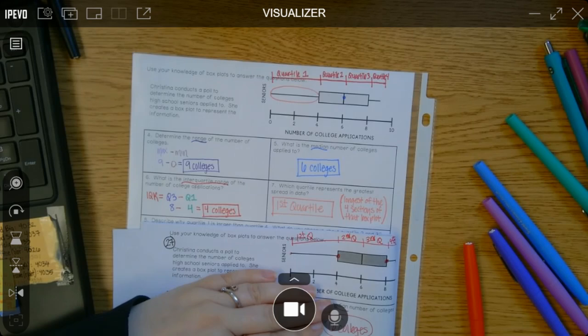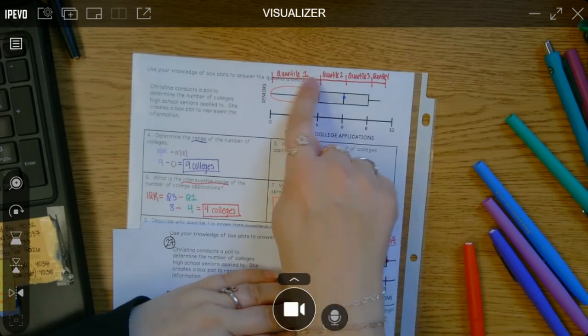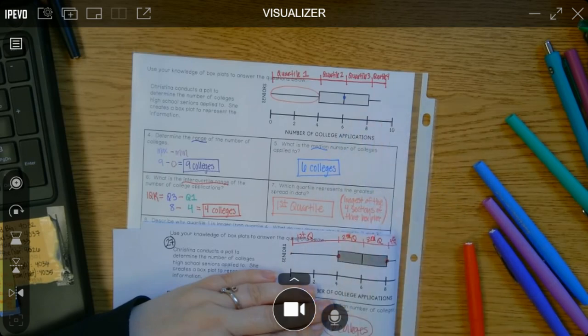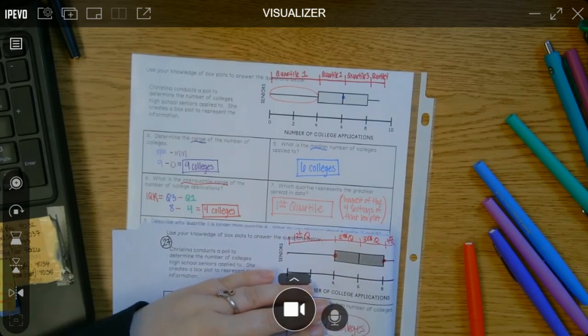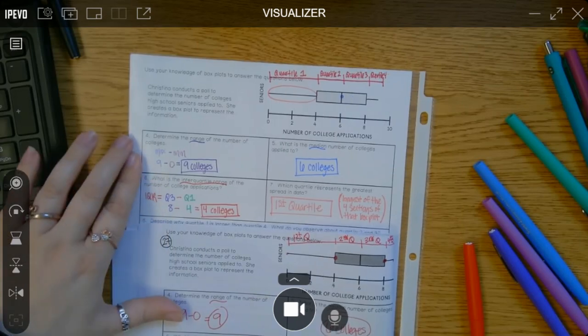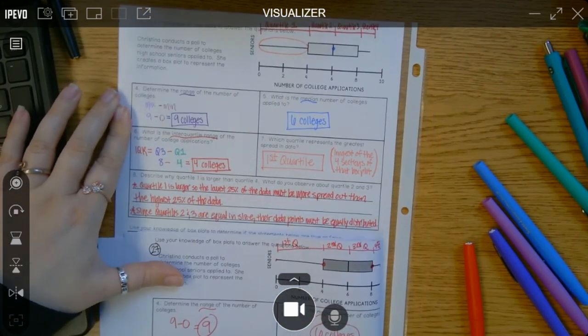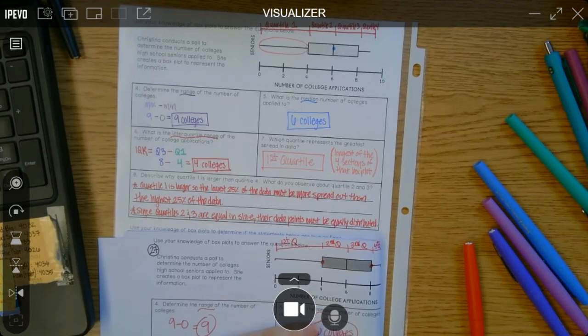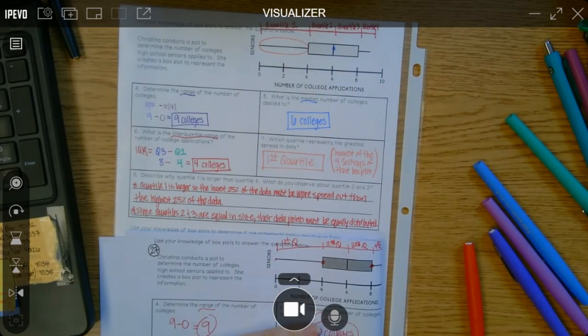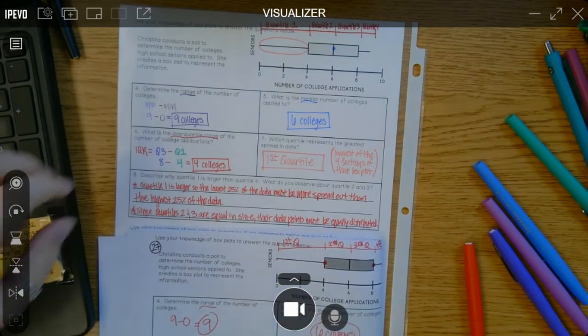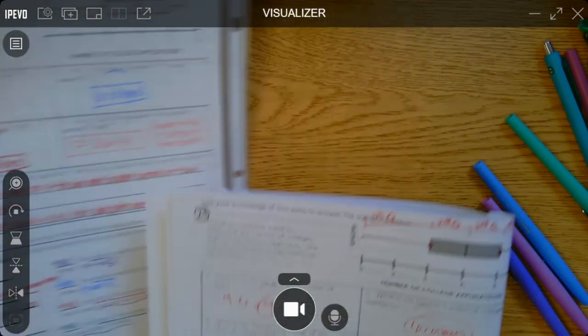Describe why quartile 1 is larger than quartile 4: because these numbers are more spread out and these are more closely grouped together. What do you observe about quartile 2 and quartile 3? Well, you tell me. What do you think? Yeah, quartiles 2 and 3 are equal in size, so that means their data points are probably equally distributed. Okay, if you need to, you can always pause the video to get that stuff down. But let's go ahead and move on to the bottom section.